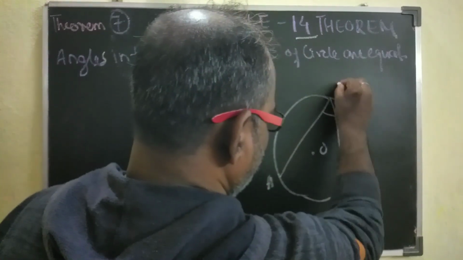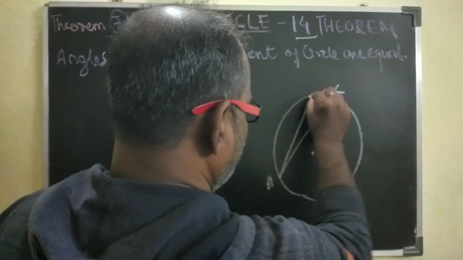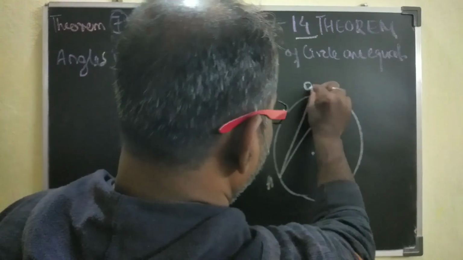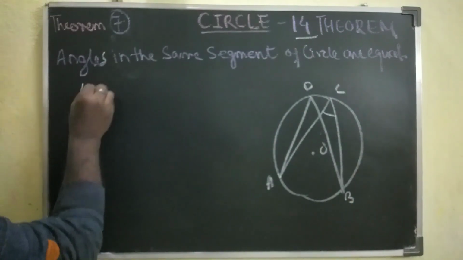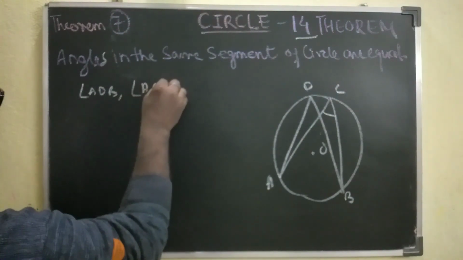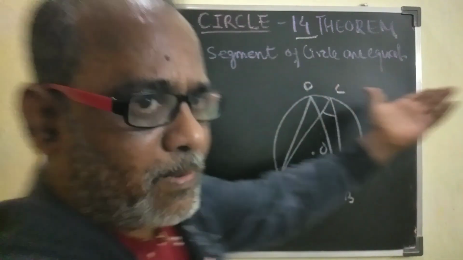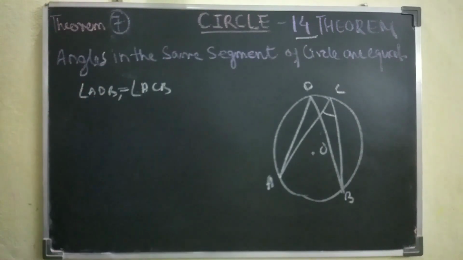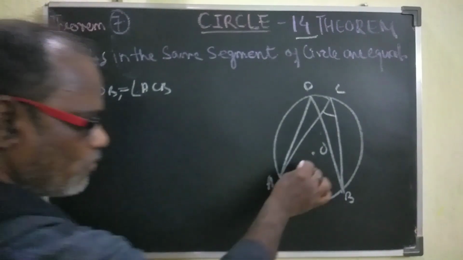that is angle ADB and angle ACB are the angles in the same segment. That means what? We have to prove that these two are equal. So what will we do? First we will join this.